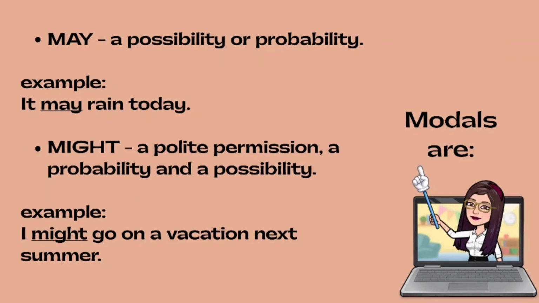May, a possibility or probability. Example: it may rain today. Might, a polite permission, a probability, and a possibility. Example: I might go on a vacation next summer.